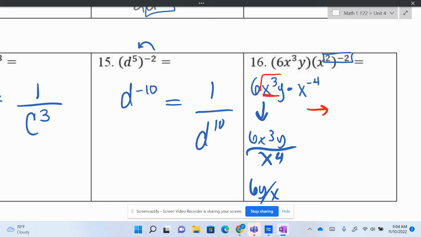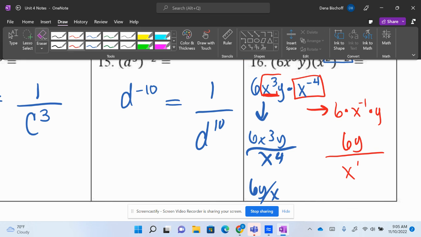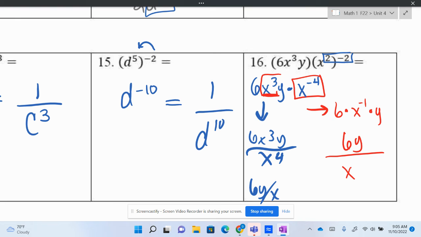Now, if that doesn't sit with your brain, you could do this. You could use the product rule that says, hey, those bases are the same, add them together. So that becomes 6 times, well, 3 and negative 4 is negative 1 times y. And then you can say, oh my gosh, this guy is in the numerator. He's not happy. I need to drop him downstairs. And I'm not even going to write that power of 1, right? Because once you move him downstairs, it's a positive exponent, so you don't even need to raise it to the first power. So you'll get the same answer. You just need to choose what method situates the best with your brain. Okay?